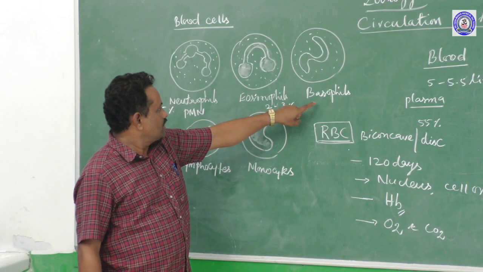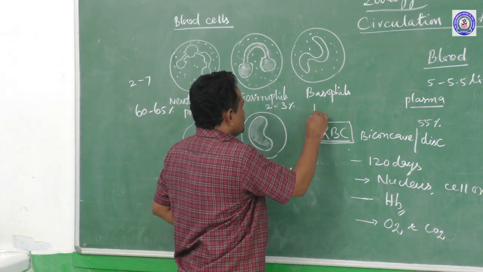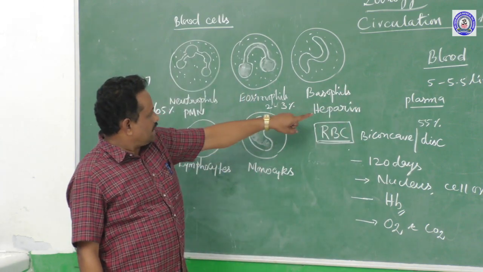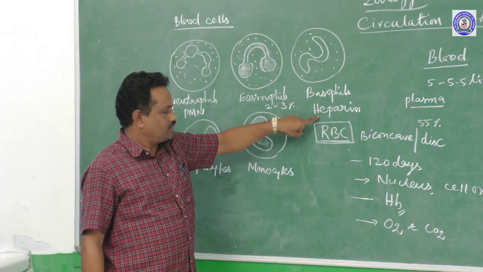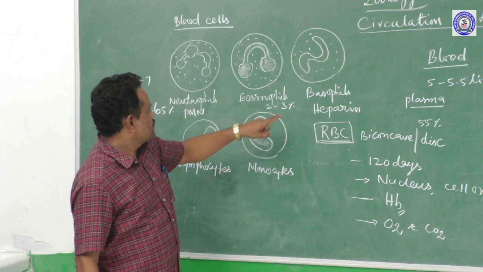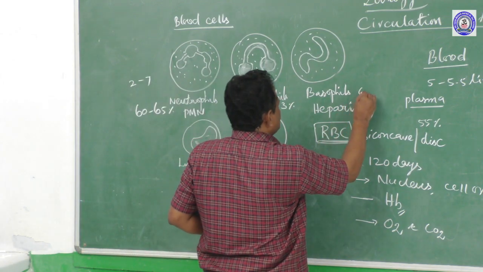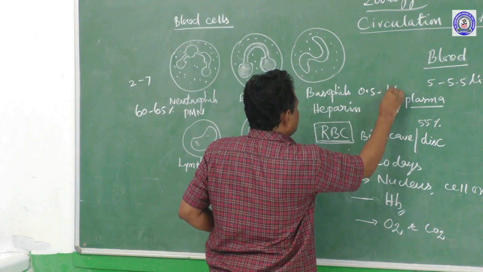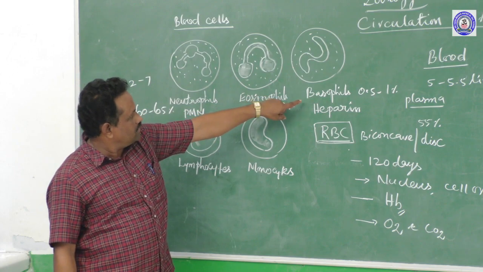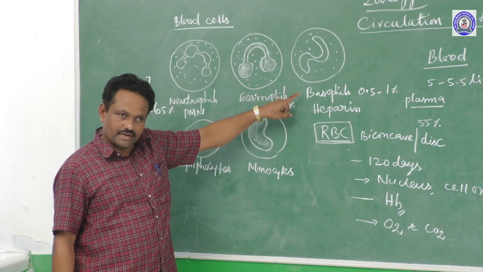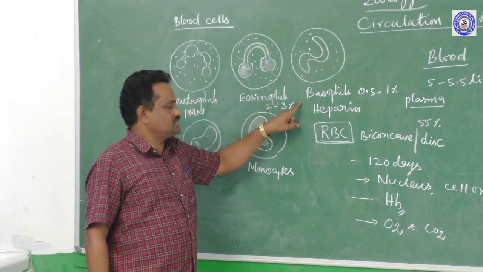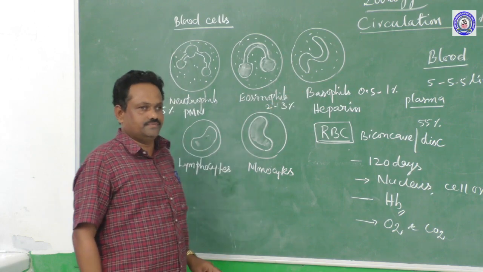Basophil contains an important component called heparin, which acts as an anticoagulant, preventing the process of blood clotting when the blood flows inside the blood vessels. Basophils are about 0.5 to 1% in the total count. The basophil increases at the time of allergy, and they produce some chemical substances during inflammation.